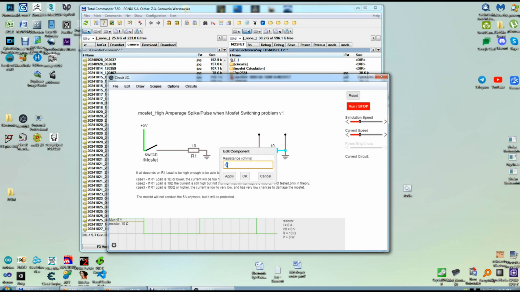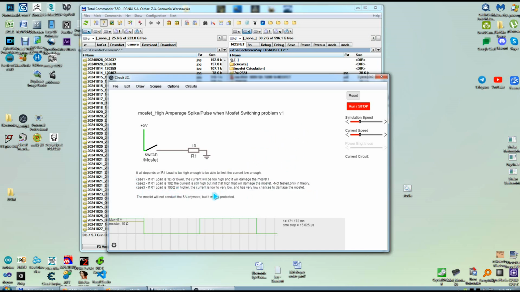But if I'm changing this to 1 ohm, the power supply will switch from voltage to amperage, and it is entering short circuit mode. And when it's entering this short circuit mode, it will switch its power lines frequently, and that is pretty much killing the MOSFET. That's the problem.